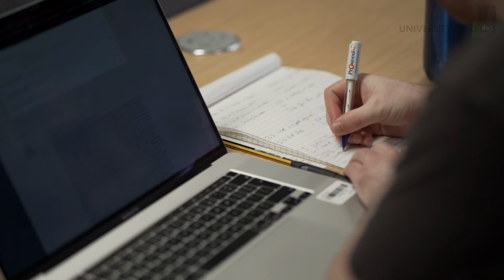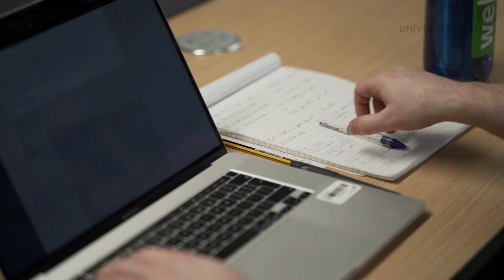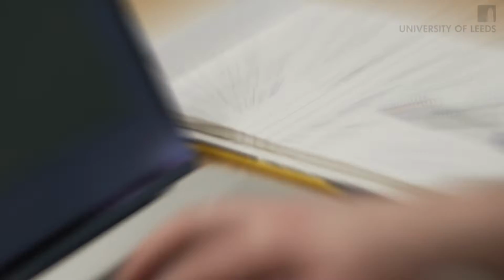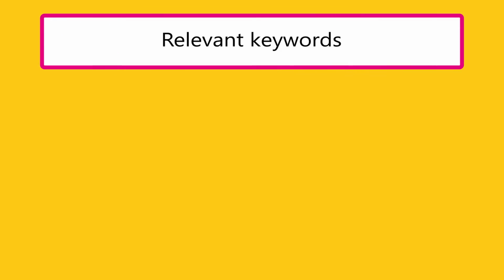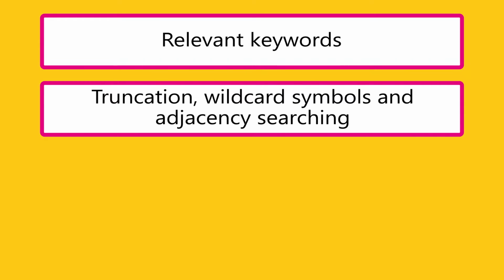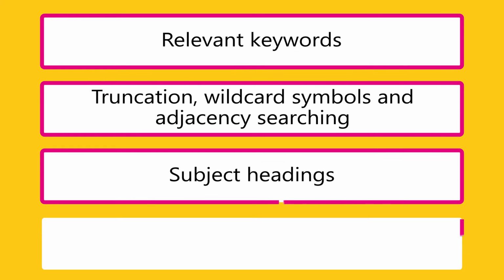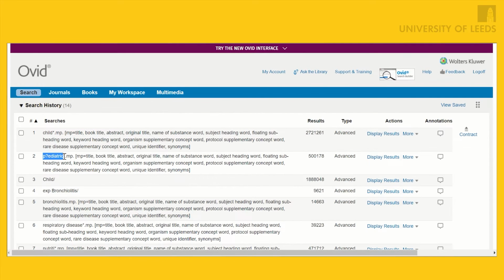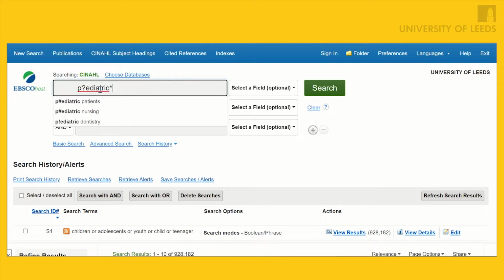Once you have a plan for where you will search, you should design your search strategy. A comprehensive search strategy will probably include most or all of the following: several relevant keywords for each aspect of the search, truncation, wildcard symbols, and adjacency searching, subject headings, limits. For more detailed information about all of these, watch our other literature searching videos. We recommend starting your search in one database and refining it there, and once you're happy with it, you can start to replicate it in each of the other databases you want to use.